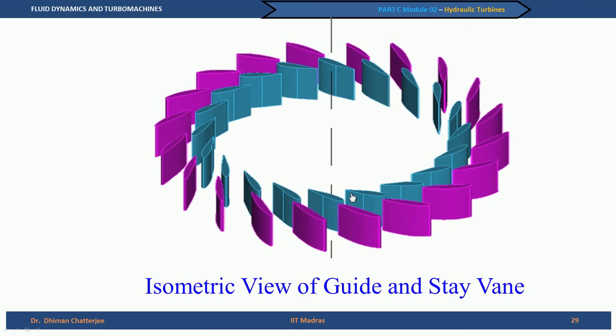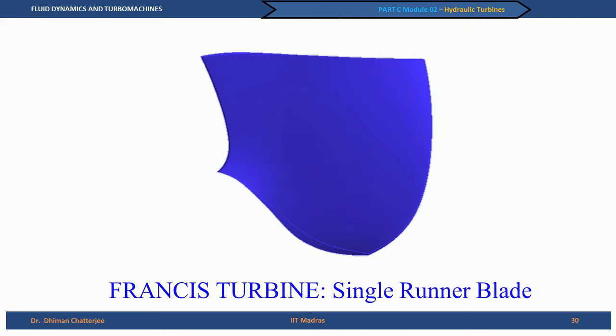You are trying to maintain the velocity and also give the direction, because you know that the velocity that leaves the guide blades tangentially is the absolute velocity, and that dictates the absolute velocity angle alpha. So, this is a very important component of the reaction turbine, and this is a typical single runner blade.